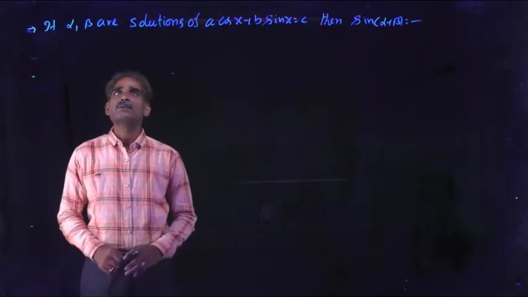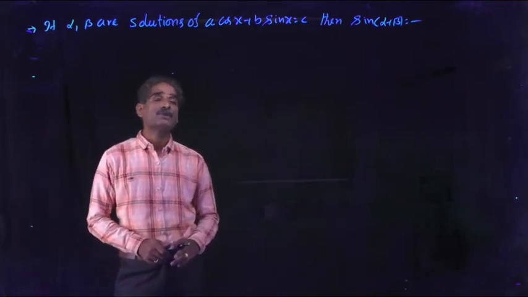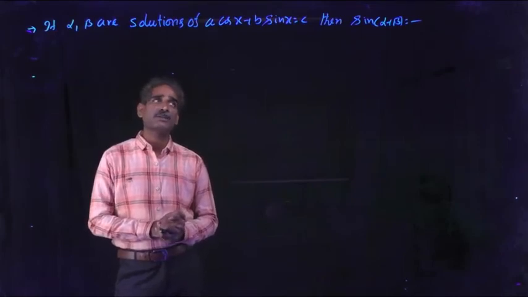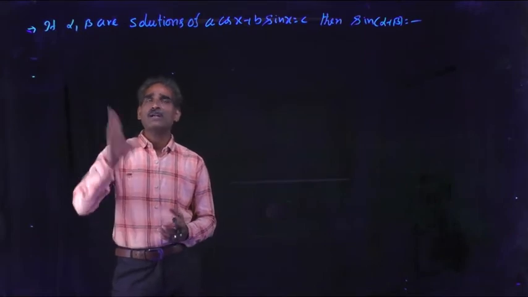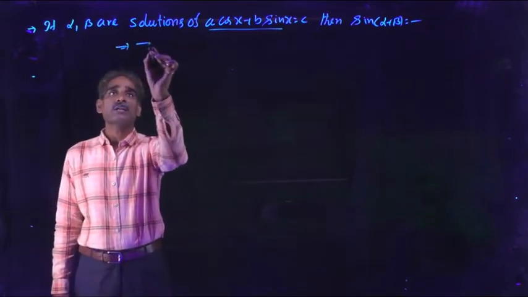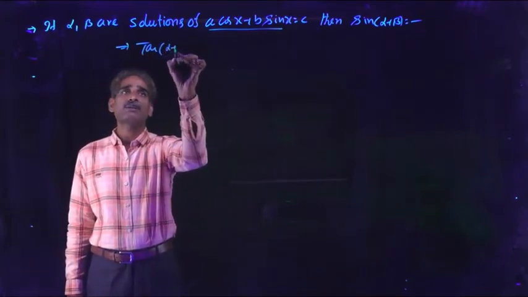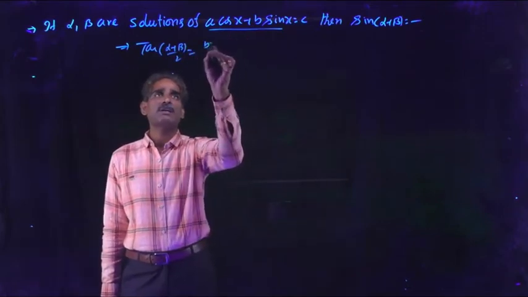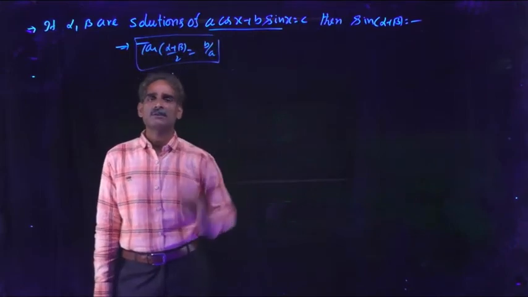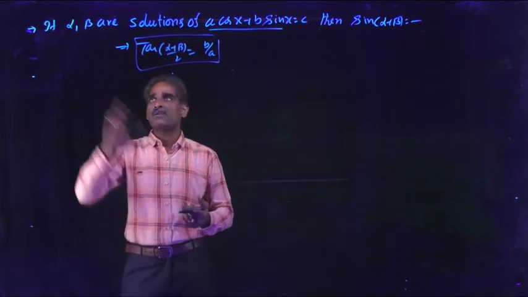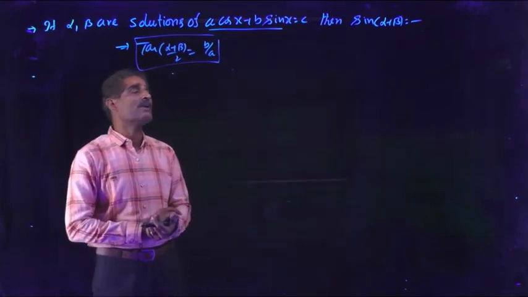See one more important problem for objective. Here alpha, beta are the solutions of a cos x plus b sin x equal to c. How to find sine of alpha plus beta? Already we discussed, if alpha, beta are the solutions of this type of equation, then tan of alpha plus beta by 2 is equal to coefficient of sine by coefficient of cos, that means b by a. With the help of this we have to find sin alpha plus beta.